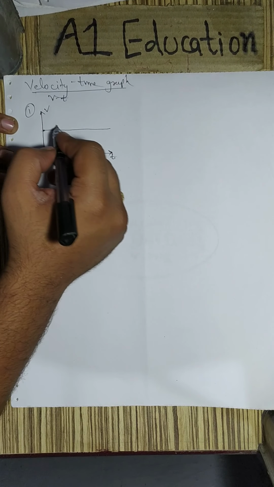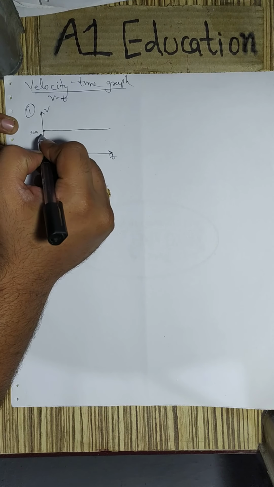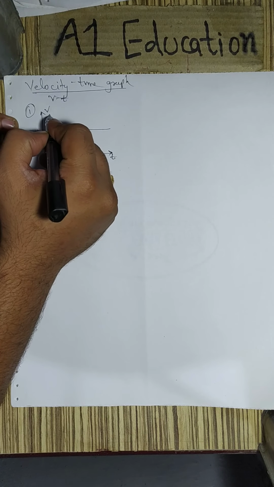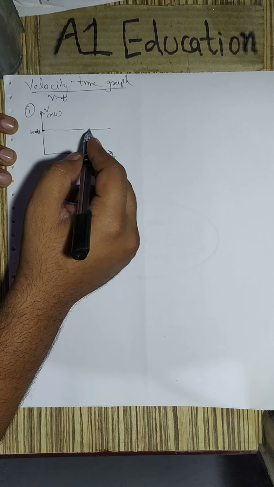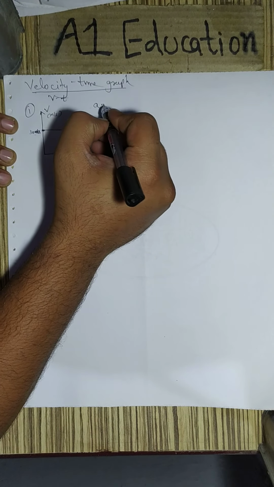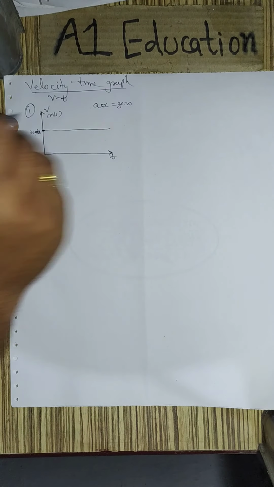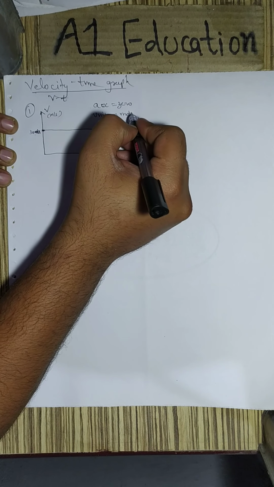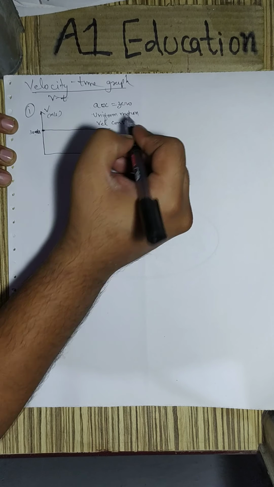So first type of graph, I have a horizontal line, right? This horizontal line here is velocity, meaning there is some numerical value, let's say 30 meters per second. The numerical value is 30 and the unit is meter per second. So the same velocity is continued. Under this condition, we can say that acceleration is 0 and the body is under uniform motion, or you can also say velocity is constant.